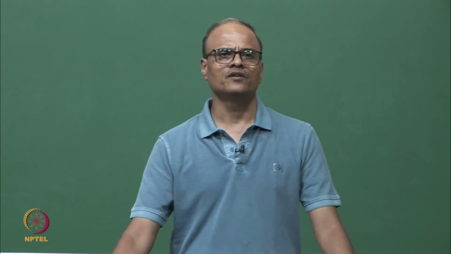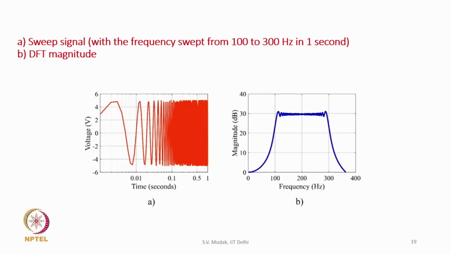On the left hand side we see a voltage signal swept from 100 to 300 hertz in 1 second, and this signal has been shown on a log time axis. We see that the frequency of the signal is low initially, and then it continuously increases and reaches 300 hertz at the end of 1 second.